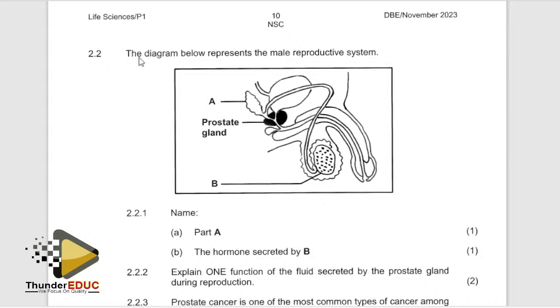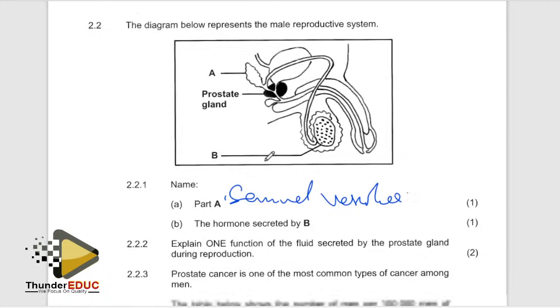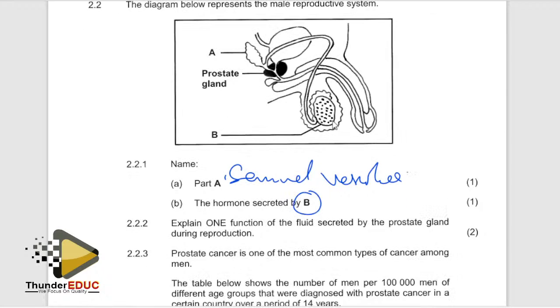Oh my God. All right, the diagram below represents the male reproductive system. I explained to you how you're supposed to deal with it, and I showed you very well. Name the part A. The first gland. So it is seminal vesicles. Yes, seminal vesicles. Hormone B. They are not looking for what this is, but they are saying hormone B.